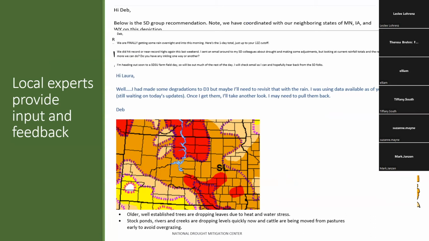Ultimately, the map author's name is the one that's on the map. We're the ones that people call and that the media calls, so we make the final decision.